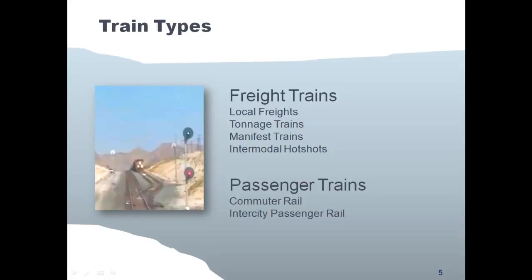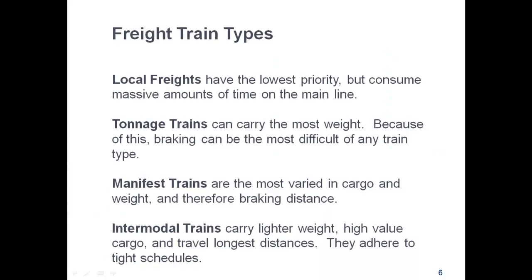This is a list of the train types to be described in this webinar. Jared, could you give us an overview? Sure. We have these freight train types. Local freights have the lowest priority, but consume massive amounts of time on the main line. Tonnage trains can carry the most weight. Because of this, braking can be the most difficult of any train type. Manifest trains are the most varied in cargo and weight, and therefore braking distance. Intermodal trains carry lighter weight, high-value cargo, and travel the longest distances. They adhere to tight schedules.